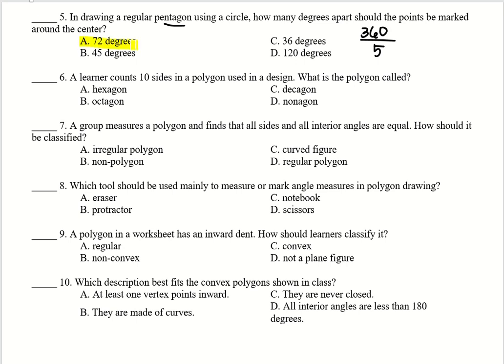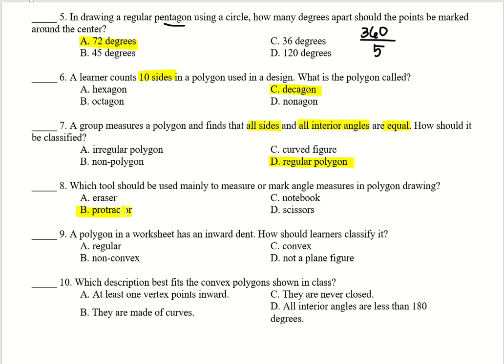Number 6, a learner counts 10 sides in a polygon used in a design. What is the polygon called? For number 6, we have here 10 sides. 10 sides is a decagon. Number 7, a group measures a polygon and finds that all sides and all interior angles are equal. How should it be classified? All sides and all interior angles are equal, so that is a regular polygon, letter D. Number 8, which tool should be used mainly to measure or mark angle measures in polygon drawing? For number 8, we have a protractor.